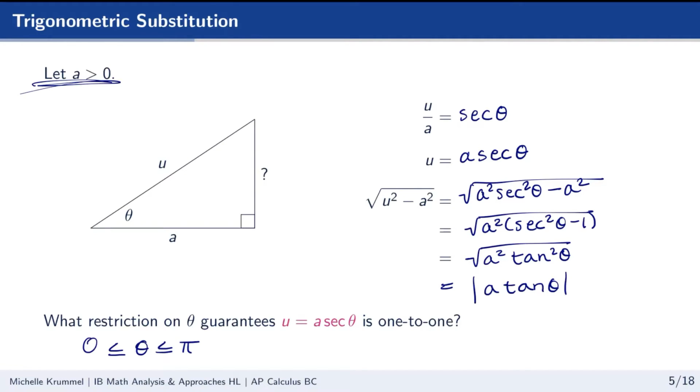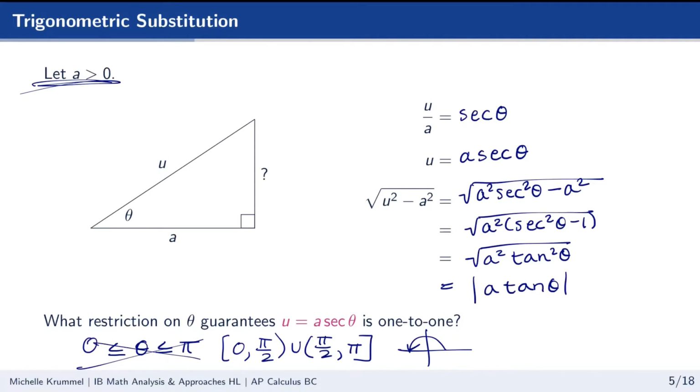But since this is secant, the reciprocal, and we can't have 0 in the denominator, secant is undefined at pi over 2, so we actually have to break that up. It's going to go from 0 to pi over 2, including the 0, not including the pi over 2, because secant is not undefined at theta equals 0, but it is undefined at pi over 2, and then pi over 2 to pi, like so. So that is quadrants 1 and 2.